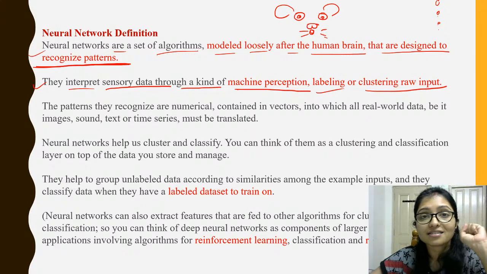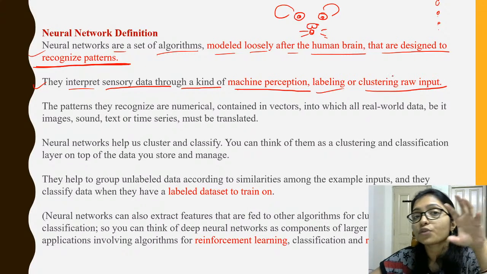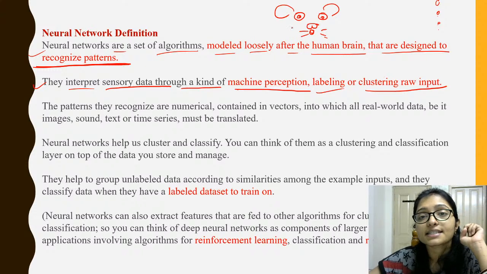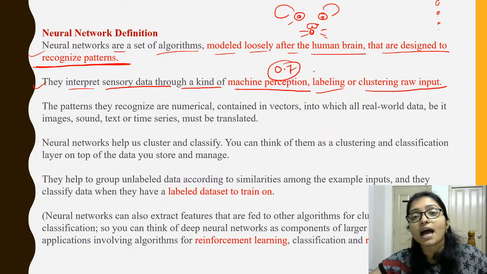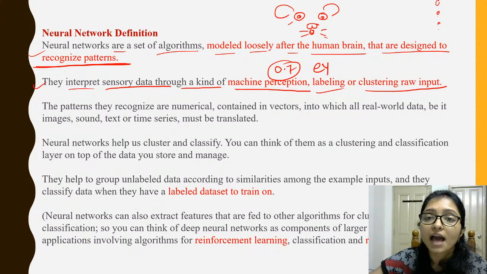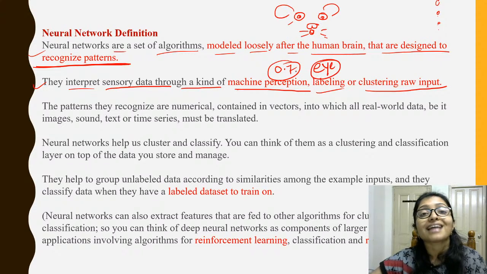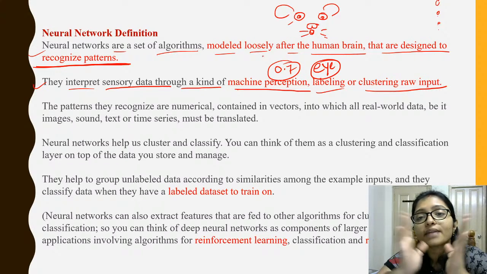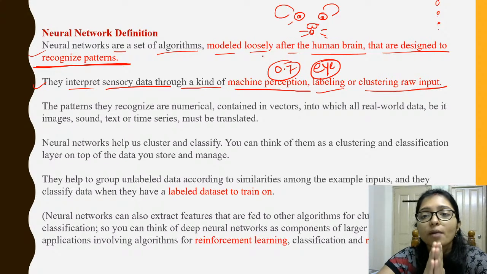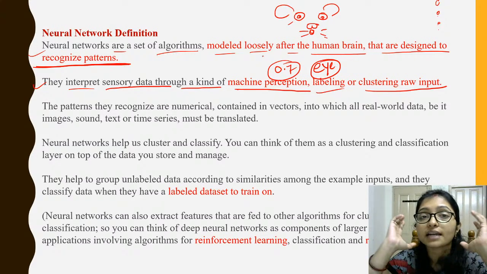Labeling or clustering. Labeling means that I am labeling the data. Okay, I am going to give some point, like 0.7, meaning I am labeling, yes, this is the eye, or this is the eye part. Or clustering. Clustering means what? When there is a group of animals of the same type, then this is making the cluster. Cluster means a group.